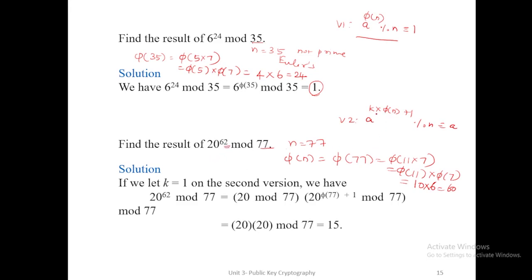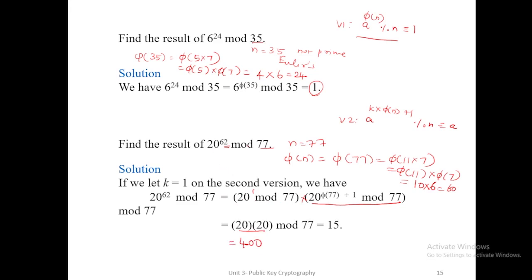If we take k equal to 1, phi of n plus 1 is 61. So this 62 is split as 20 power 1 mod 77 into 20 power phi of n plus 1 mod 77. So by applying version 2, the answer for this one is 20. 20 mod 77 is also 20. So if you multiply these two values, the answer is 400.